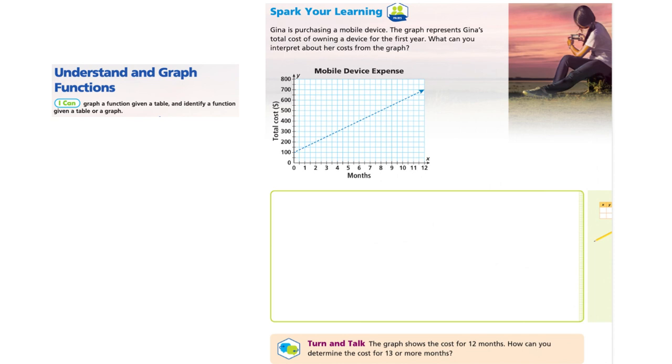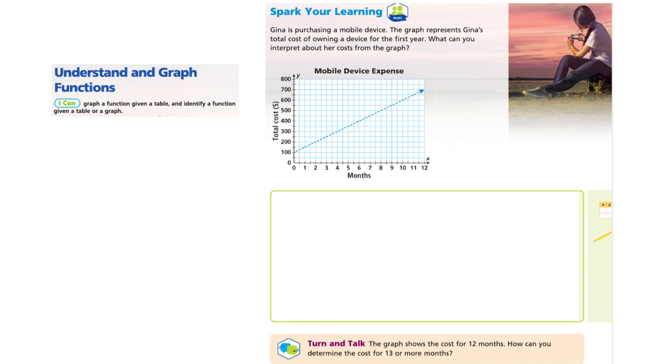So the Spark Your Learning starts out, Gina is purchasing a mobile device. The graph represents Gina's total cost of owning a device for the first year. What can you interpret about her costs from the graph? So look at this graph, take some time, look at what the labels are for each axis. And then also notice they suggest that you use a table possibly, and you'll need a pencil. So go ahead and pause and work on this. Think about what you can interpret from looking at the graph. And then we'll come back and look at it together.